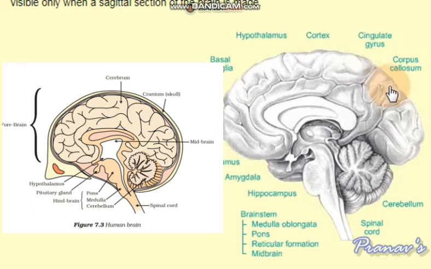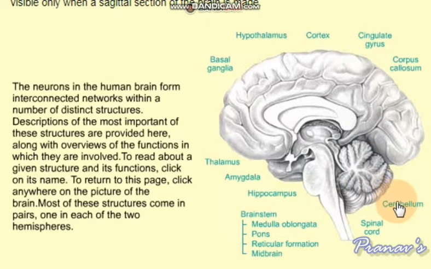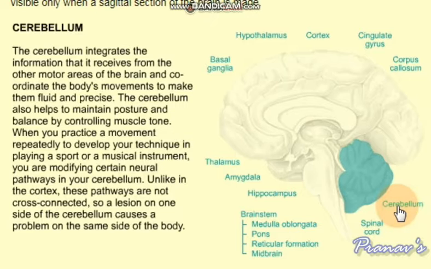We will start our discussion with cerebellum. Observe the location of the cerebellum in the brain. The cerebellum integrates the information that it receives from the other motor areas of the brain and coordinates the movements to make them fluid and precise. The cerebellum also helps to maintain posture and balance by controlling muscle tone. So it controls the posture and balance.